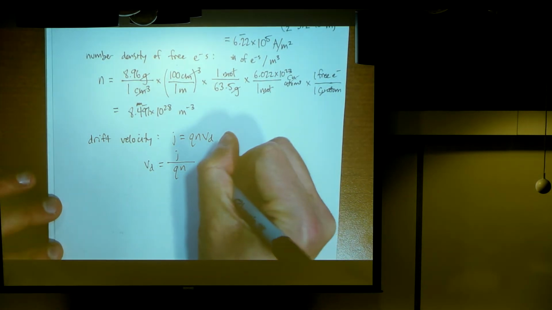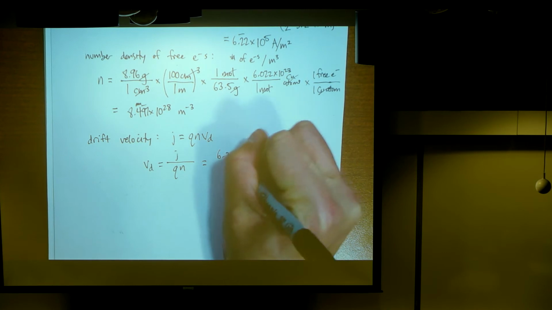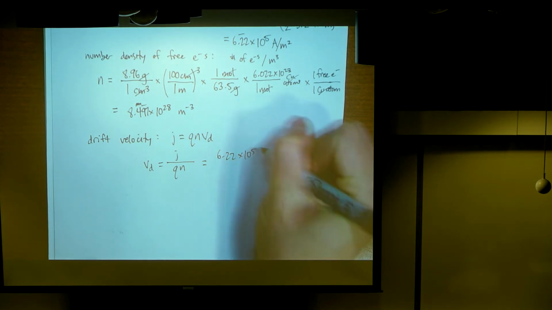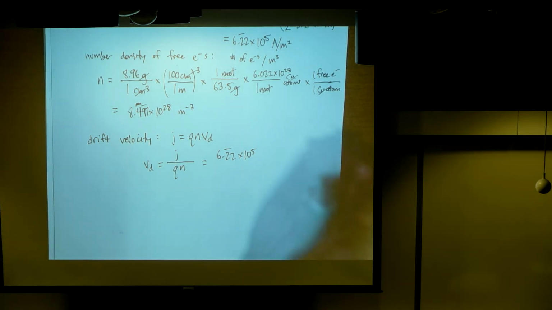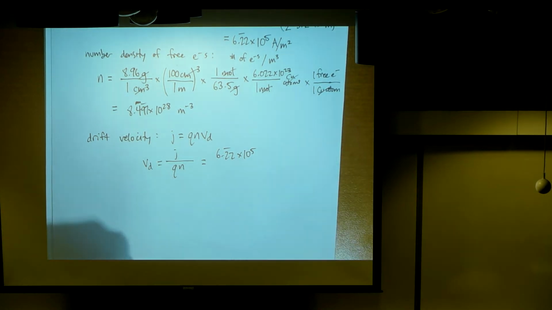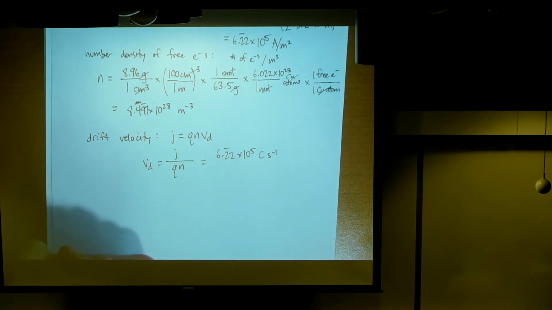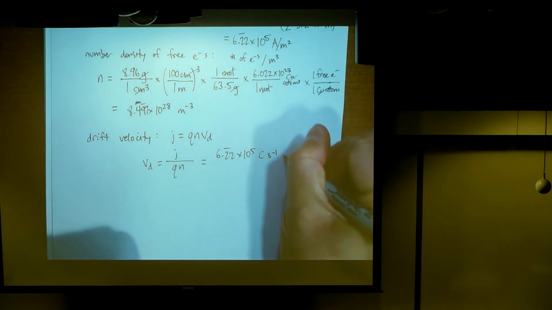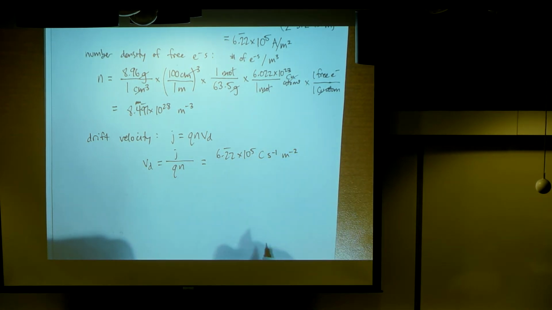So here's what we have. J is 6.22 times 10 to the 5 amps per square meter. Let me write it in this way. An amp is a coulomb per second, right? And then we have square meters. So I can write that as coulombs, inverse seconds, inverse square meters, like this.